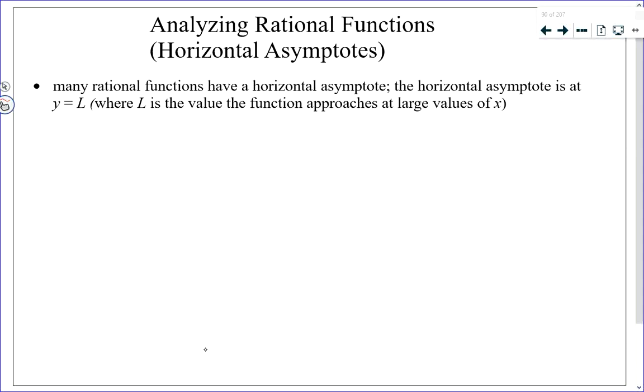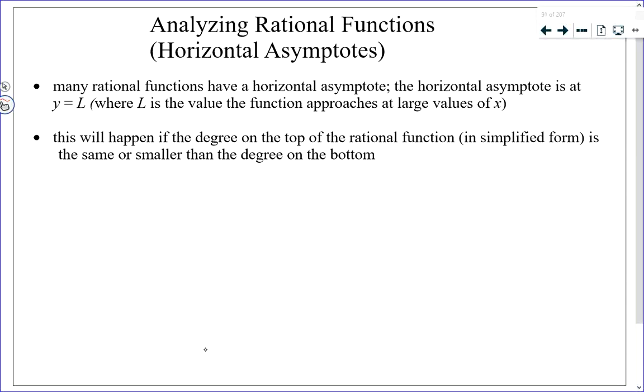Horizontal asymptotes. Many rational functions have a horizontal asymptote. It will have an equation of y equals some number. That number is the value that y approaches when x gets really large. So, if you wanted to find out if there's a horizontal asymptote, you could put in a very large number for x and see what y is getting closer to. This is only going to happen if the degree in the numerator is the same or smaller than the degree in the denominator. So if the degree in the numerator is higher, you will not have a horizontal asymptote.